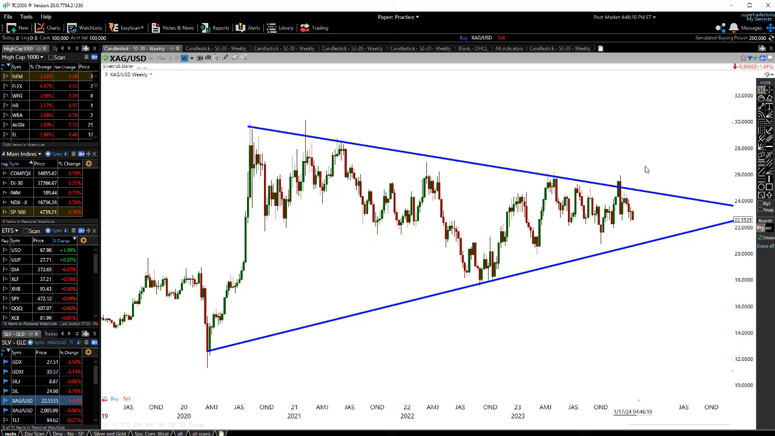Because if we do get, I'm not saying we're going to, we could get a drop in this market. If we do get a strong breakout out of this triangle pattern, guess what's likely to happen with silver? And guess who's going to take advantage of it? This guy, Johnny Howe, right? So, we need to be patient, guys. We need to be patient waiting for these opportunities.